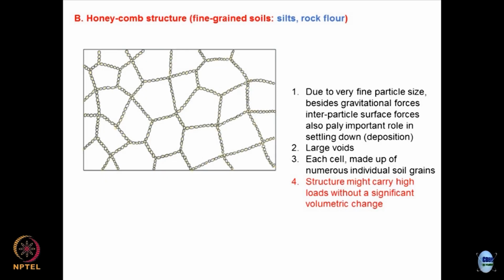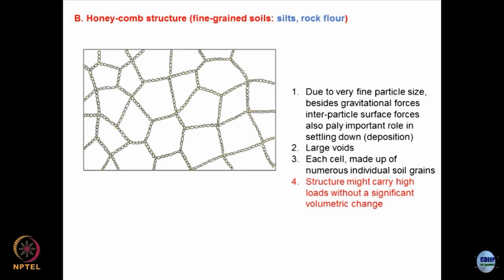How does it look like? This is how it looks like. So, the chain of the particles or the grains is assembled like this. What happens is, due to very fine particle size, besides gravitational forces, the surface forces also come into the picture. And I will show you in today's lecture what is meant by the surface forces. These are mostly the charges which are acting on the particles. So, the finer the particle, the surface charges are going to be more. So, apart from the body forces, the surface forces are also playing an important role.